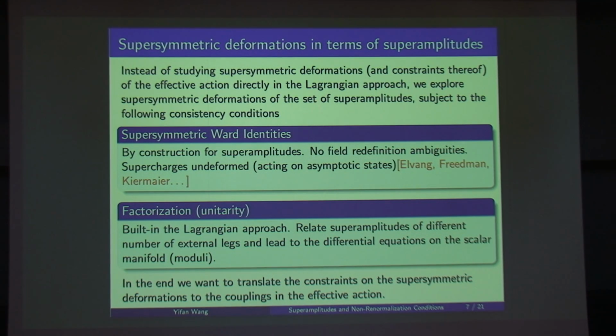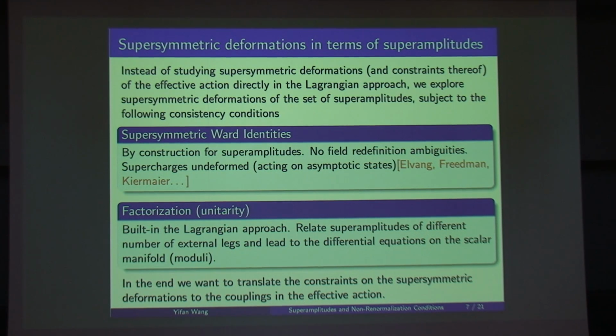So what is the general strategy here to construct supersymmetric deformations satisfying some constraints in terms of superamplitudes? As I've explained to you, the main strategy is to study supersymmetric deformation in the language of amplitudes rather than in the Lagrangian approach, subject to some consistency conditions. One of the conditions, the supersymmetric Ward identity, is trivially satisfied for the superamplitudes because it's very easy to find solutions, and also there are no field definition ambiguities. And as I've explained, the supercharges stay undeformed when you add higher derivatives.